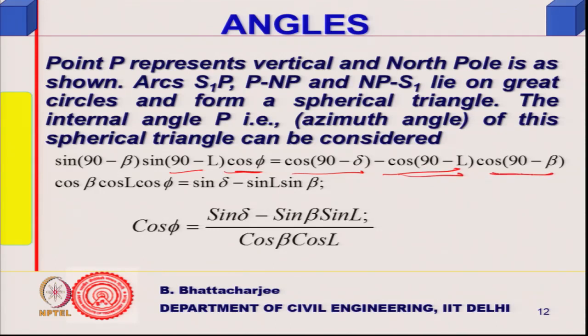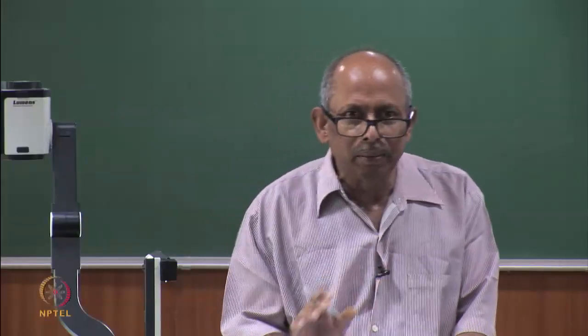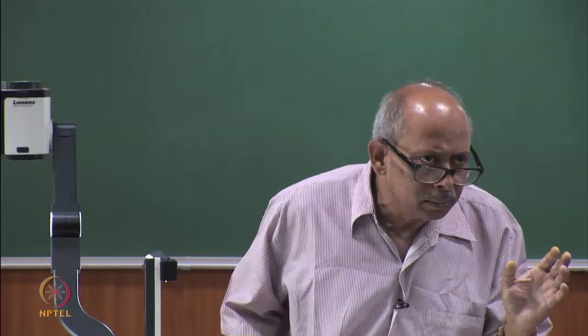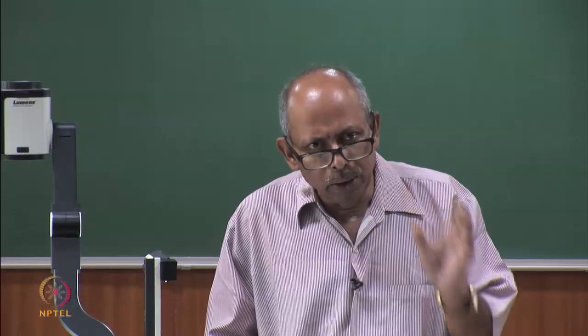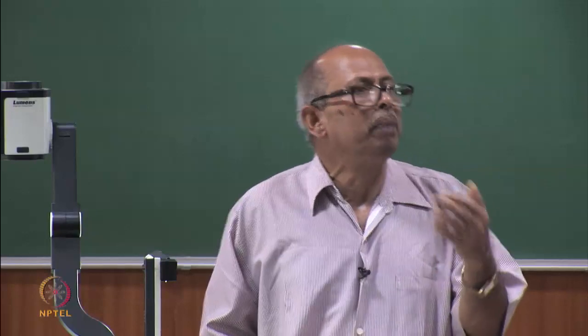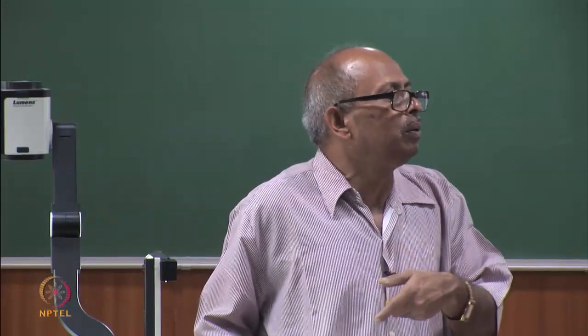So this is sine latitude, sine altitude angle, and cosine. Sine of delta minus sine beta sine latitude, divided by cos of beta cos of latitude. That is the relationship for the azimuth angle. So the azimuth angle is given by sine of declination minus sine of altitude angle times sine of latitude, divided by cos of altitude angle and cos of latitude. That means you first have to calculate the altitude angle to calculate the azimuth angle.